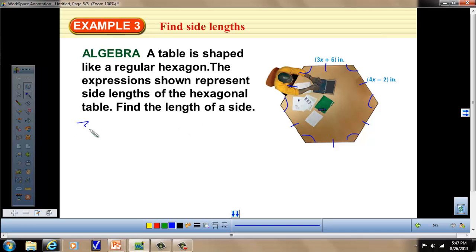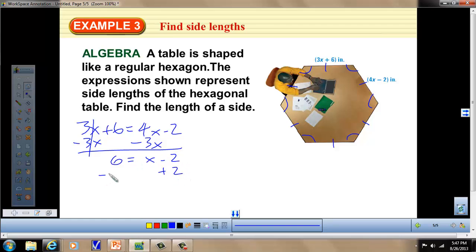and we can write an equation based on that. We can write 3x + 6 is equal to 4x - 2. We're going to solve for x by subtracting 3x from both sides. Those cancel. We get 6 is equal to x - 2, and adding 2 to both sides, we have x is equal to 8.